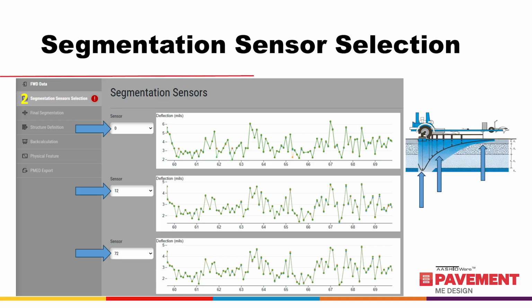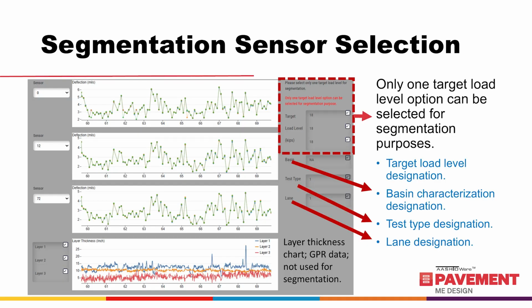Now let's review other information included on the sensor selection segmentation screen. Continuing with the discussion of the other items included on the segmentation sensor selection screenshot. At the bottom of the screen, the thicknesses of the pavement structure will be displayed for the layer thicknesses included in the thickness file uploaded to the software.